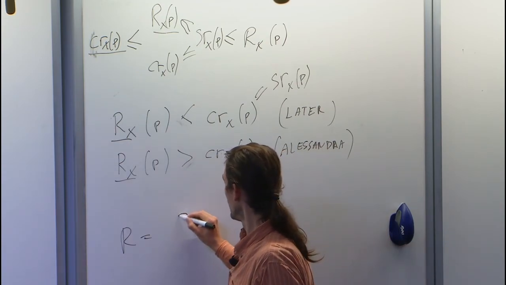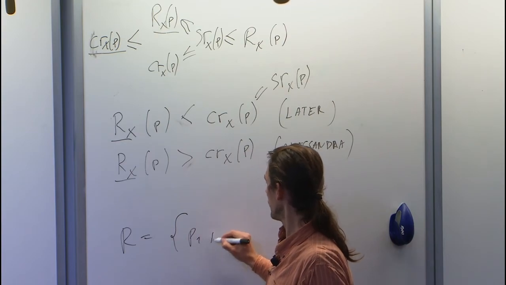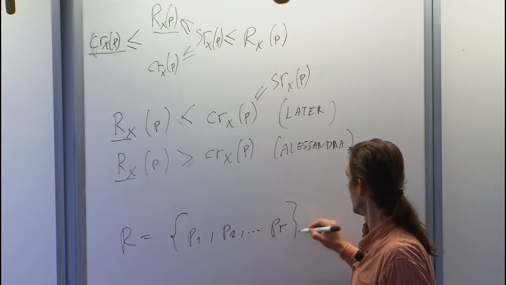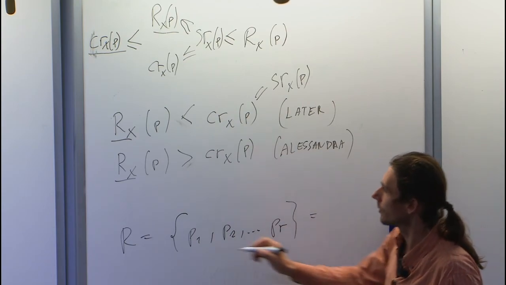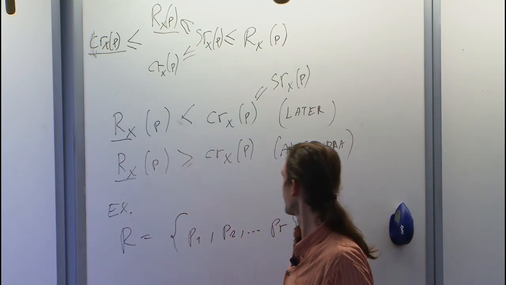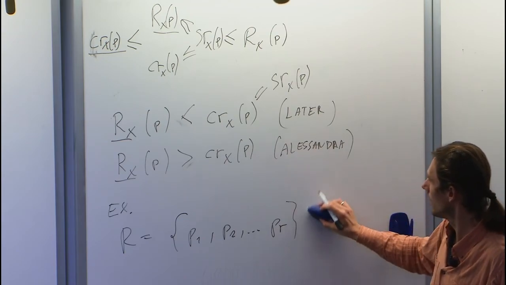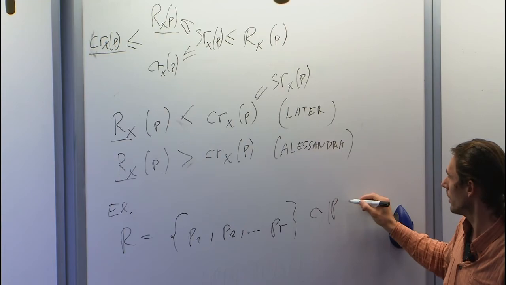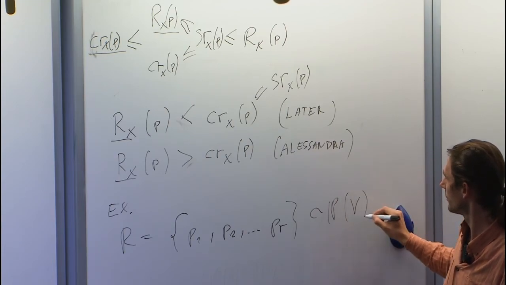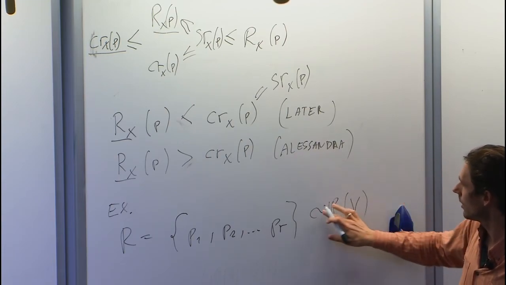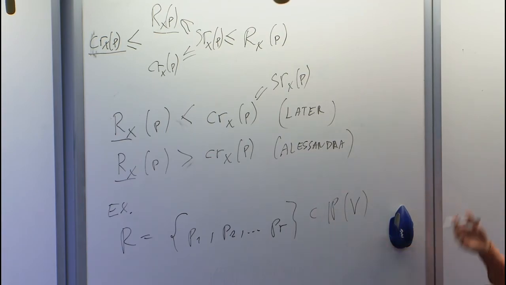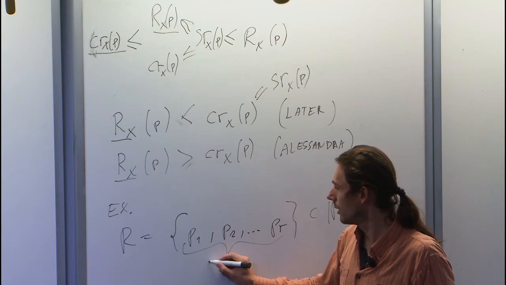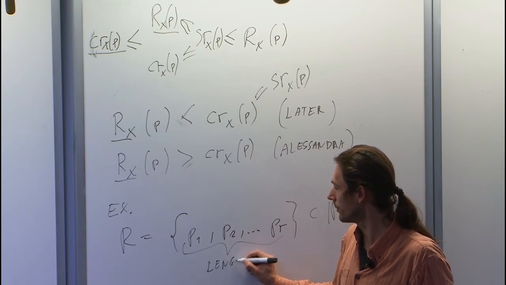So we have already seen an example of a finite scheme. If it's the disjoint union of points in projective space or in X, then this is an example of a finite scheme of length R.